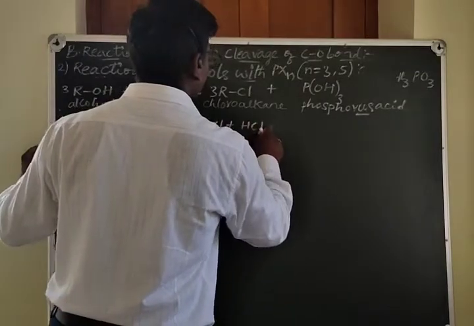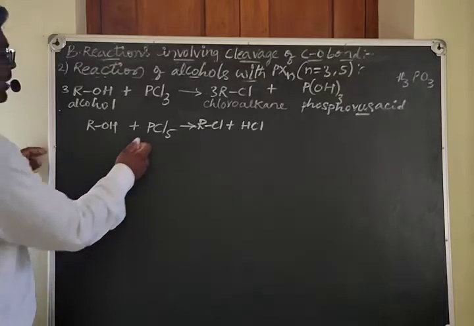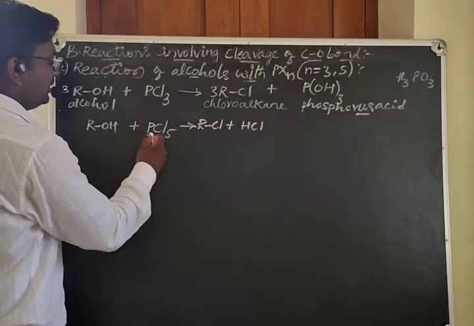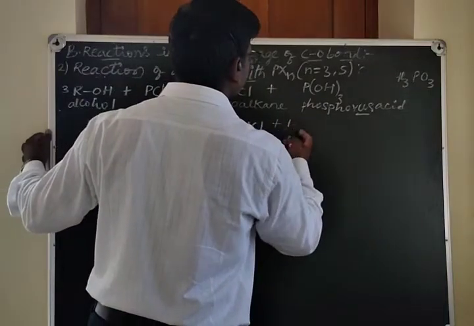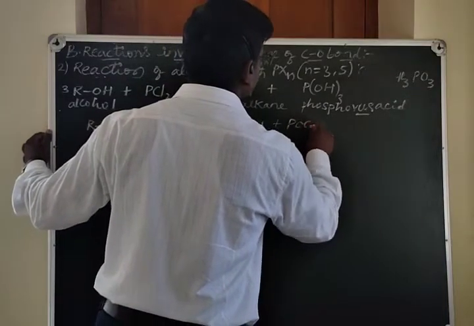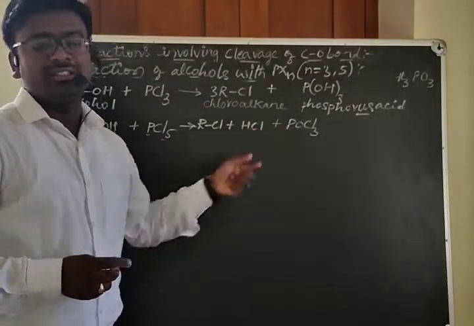Then what is the byproduct? Again, what are the left elements? Phosphorus, oxygen and 3 Cls. So you will get POCl3 as the byproduct, and it is called phosphorus oxychloride.